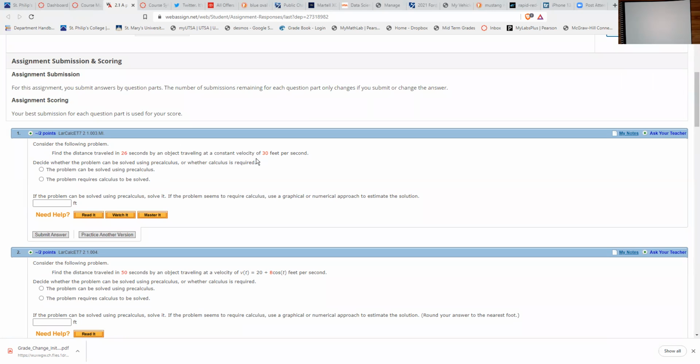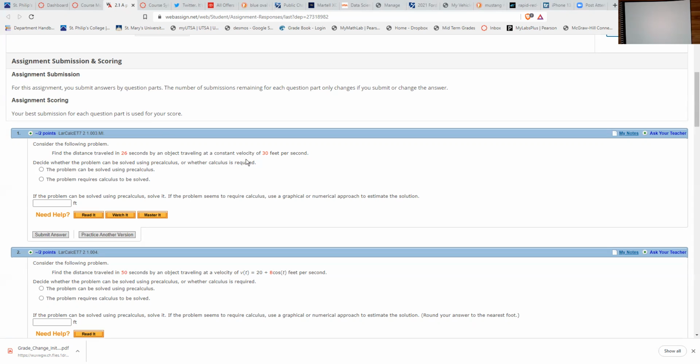So on this one, if we're traveling at a constant speed of 30 feet per second, do you think you need calculus for this? No, because it's constant. Exactly. Since it's constant, this is something you can just multiply yourself and say, oh, I'll just take the 30 because that's my rate. Constant rate is the key word. Multiply by 26 and I'll have my answer. So we didn't do any fancy calculus stuff. We really just used algebra, which they wrote here, pre-calculus, etc.